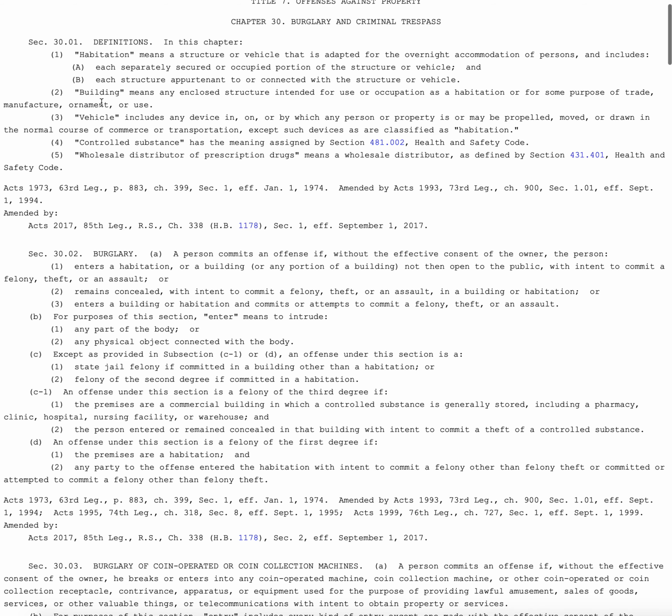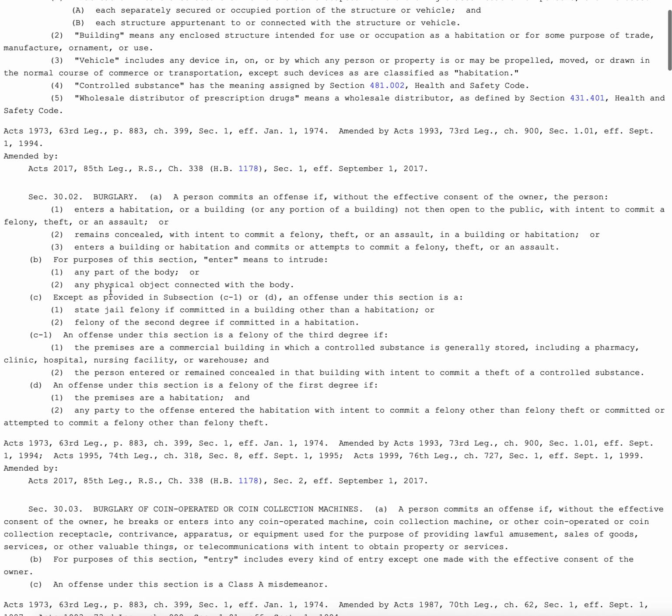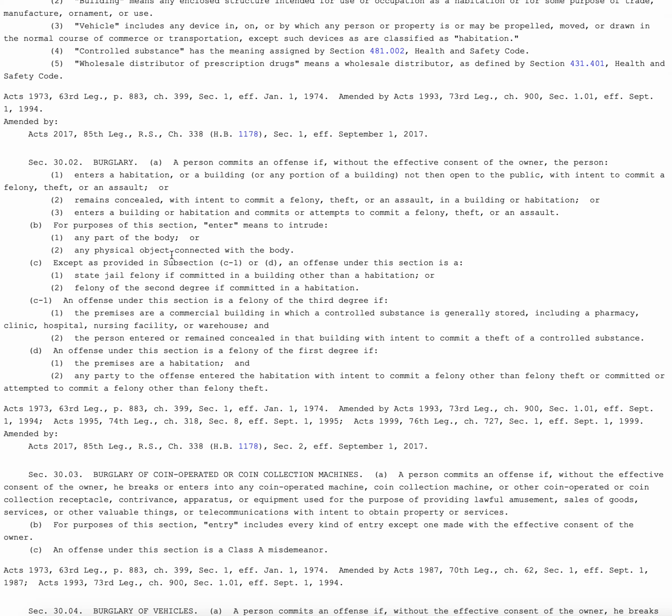30.01 is some definitions, like building and vehicle. We're not going to worry too much about it. So in general, burglary is a combination offense. It takes two separate lesser offenses, and when you combine them and they happen at the same time for the same purpose, it makes it a worse offense.